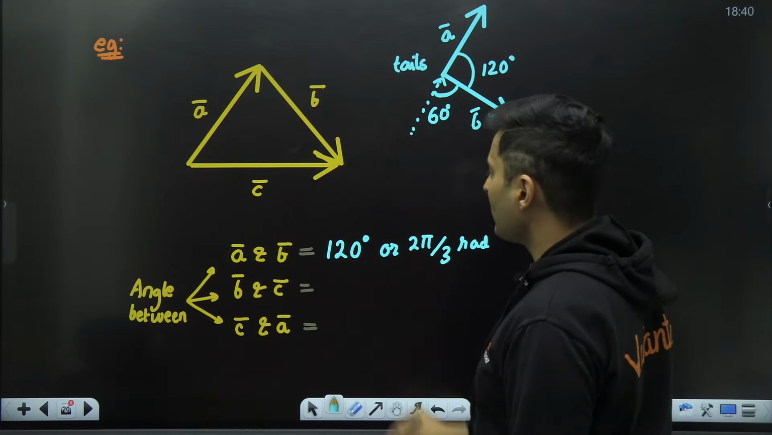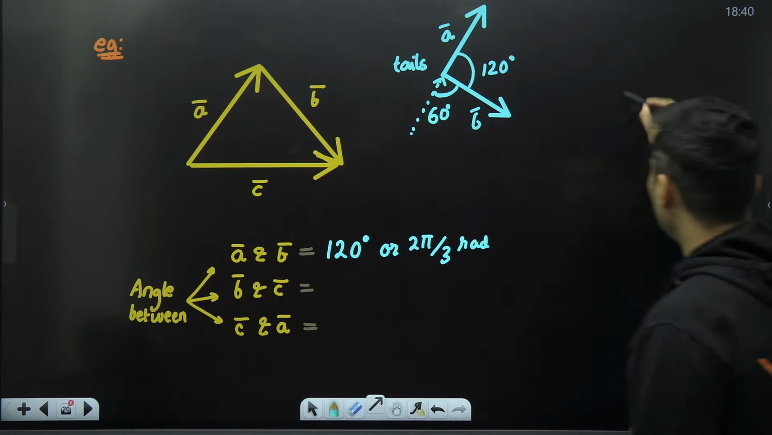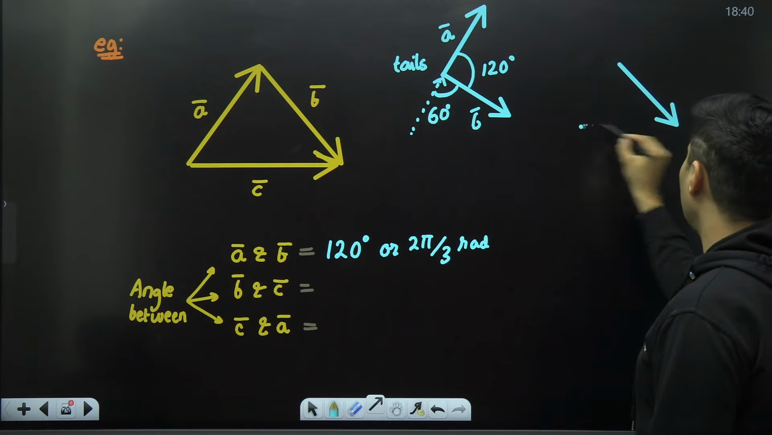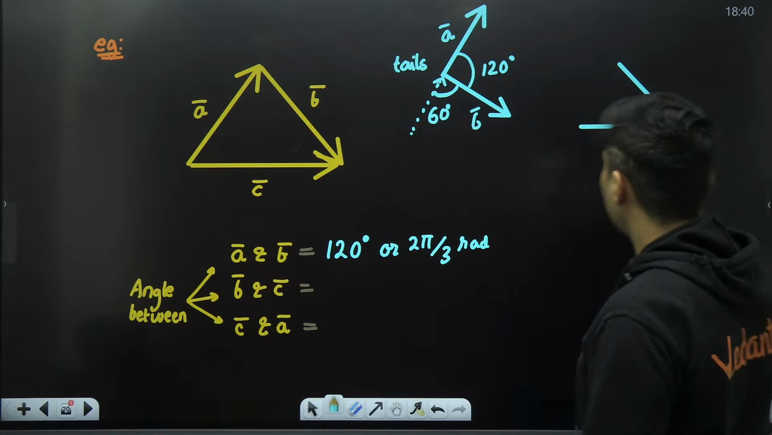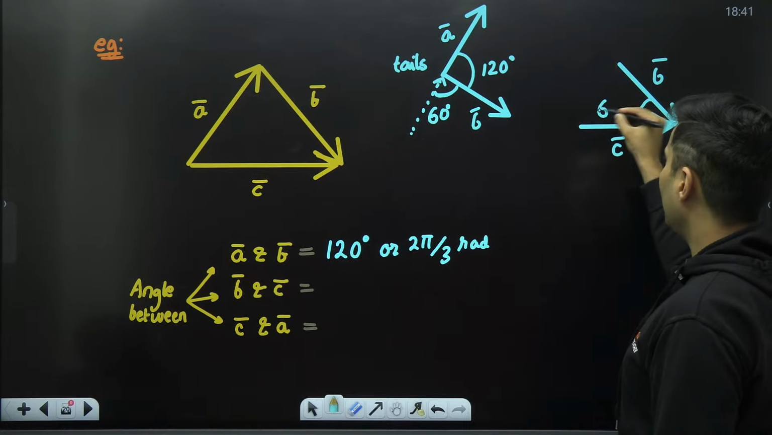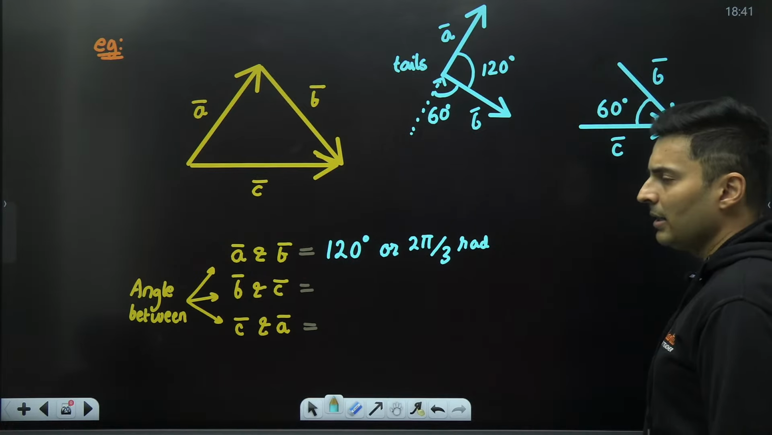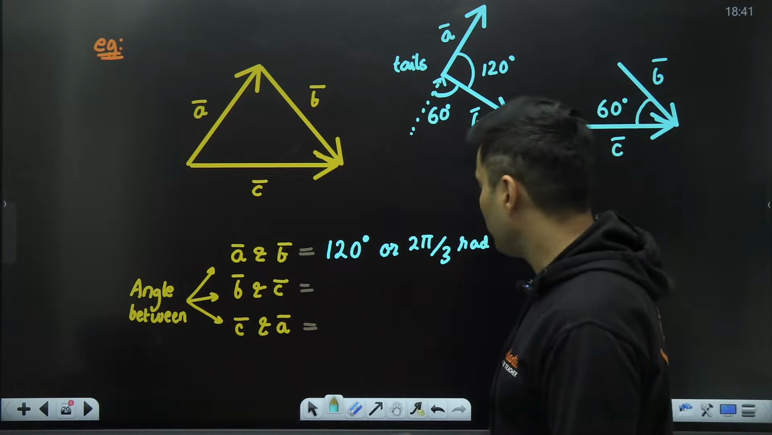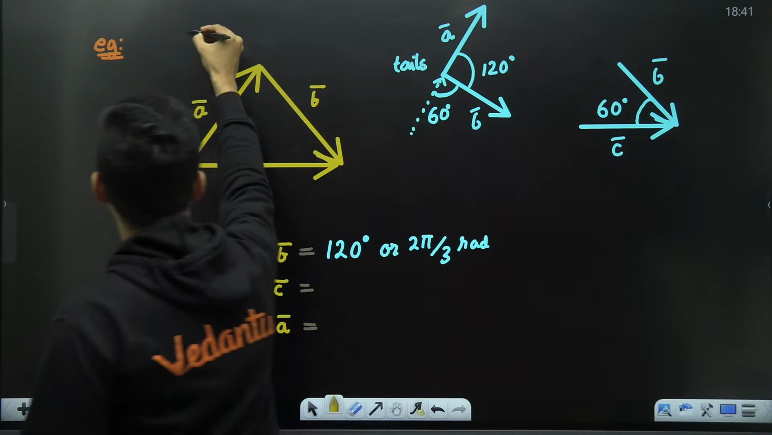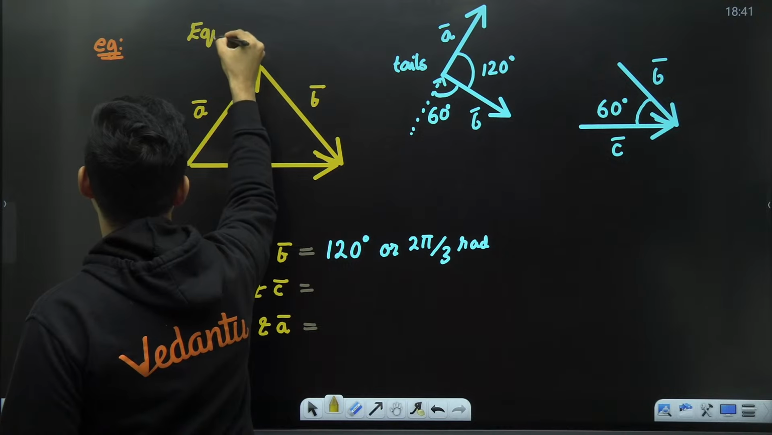How about B and C? Well, for B and C, you don't have to do much because their tails are already coinciding at the same place. Can you see vector B and vector C, and the internal angle of an equilateral triangle will be 60 degrees. Oh, sorry, I'm so sorry. I forgot to mention it's an equilateral triangle. So I'm mentioning it over here. This is an equilateral triangle.